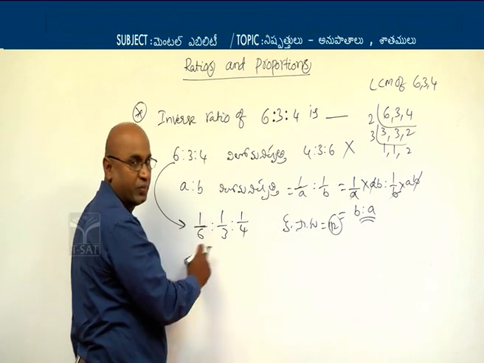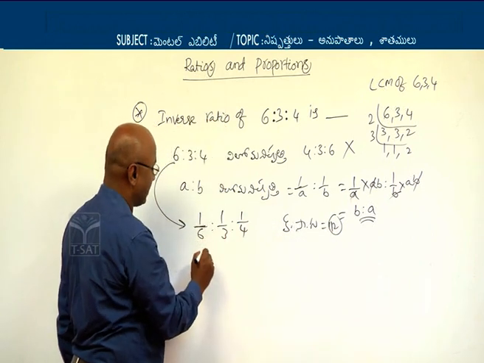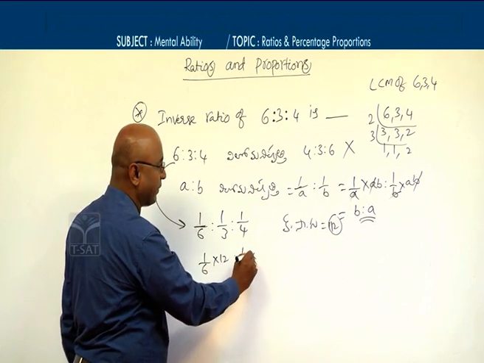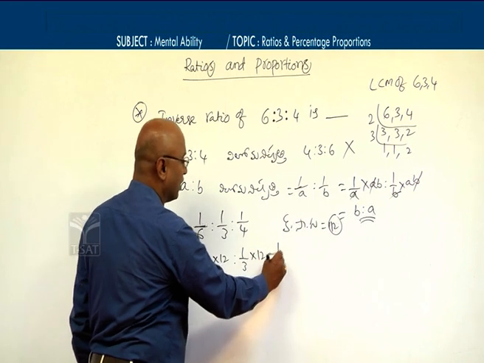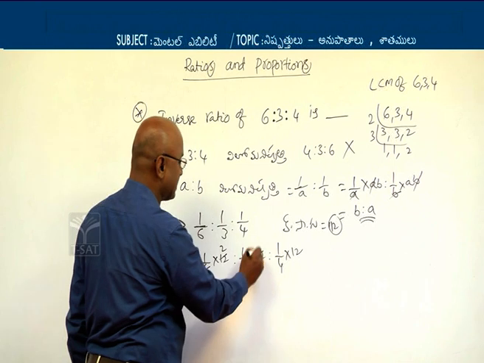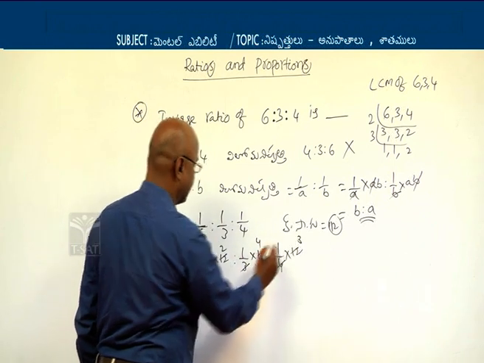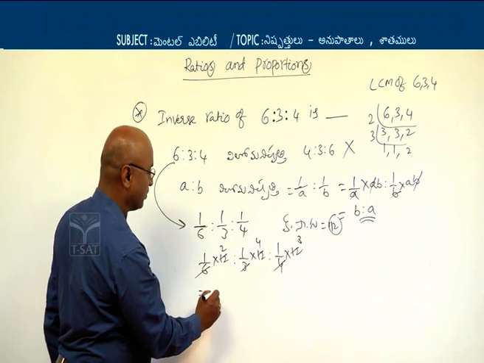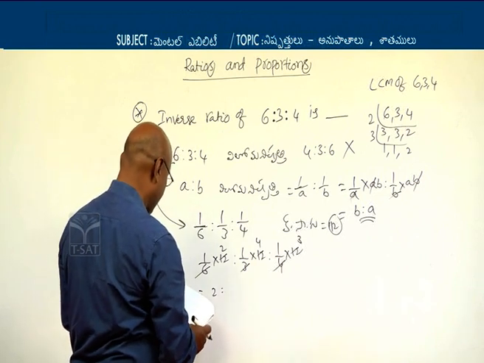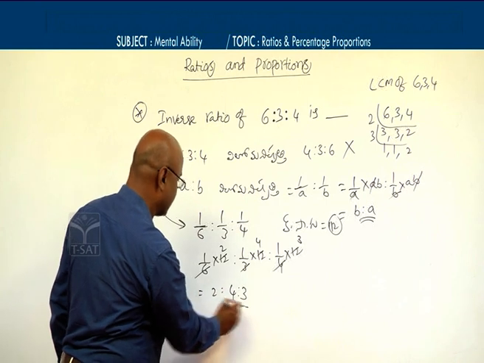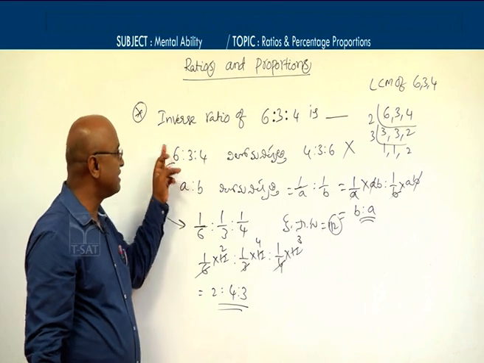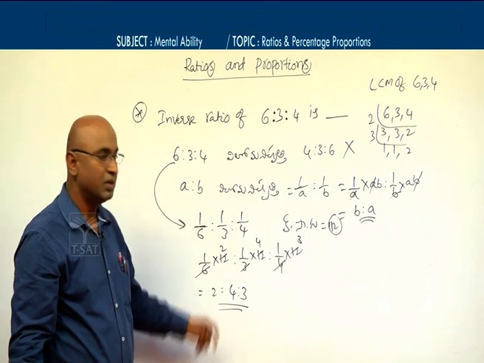We now multiply these three fractions by 12. 1 by 6 into 12 is to 1 by 3 into 12 is to 1 by 4 into 12. 6 1s are 6, wait 6 2s are 12, 3 4s are 12, 4 3s are 12. That is equal to 2 is to 4 is to 3. So the inverse ratio of 6 is to 3 is to 4 is equal to 2 is to 4 is to 3.